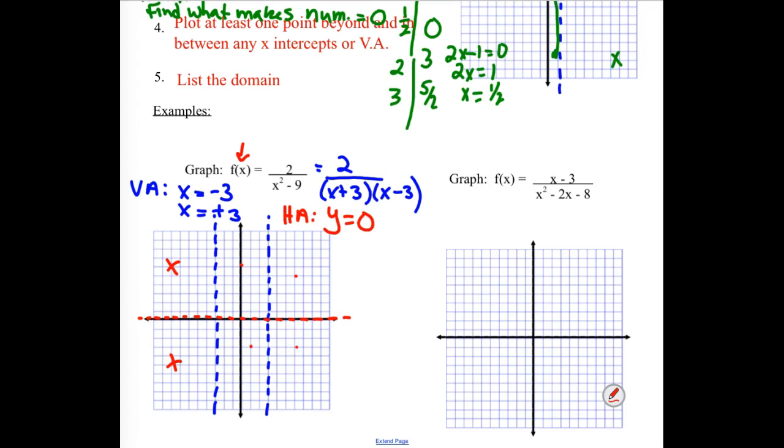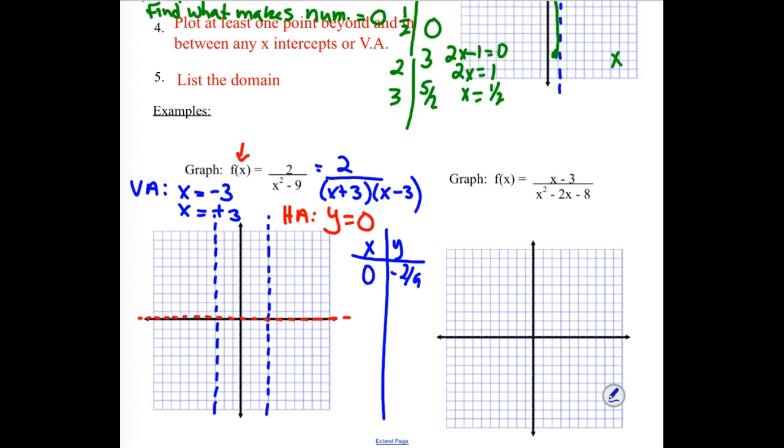Okay? So what we're going to have to do is find some points in each of those little sections to help us figure out where our graph is located. So we're going to start out finding intercepts. And then we'll go from there. What happens when I try to put a 0 in for x? What do I have left over? 2 over negative 9. 2 divided by negative 9 would be negative 2/9.